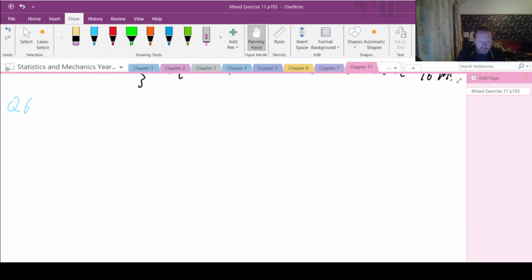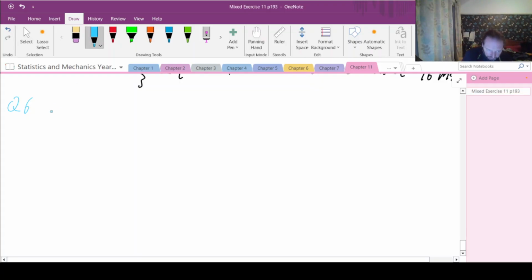Okay, here we are, Stats and Mechanics, Year 1, Chapter 11, Question 6. A body moves in a straight line. Its velocity v at time t seconds is given as v equals 3t squared minus 11t plus 10. Find the value of t when the body is instantaneously at rest.